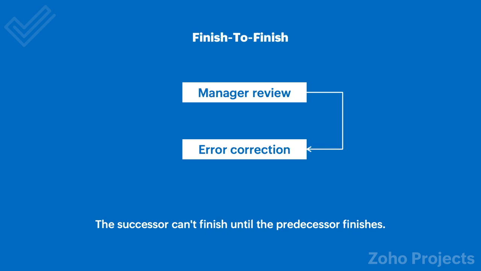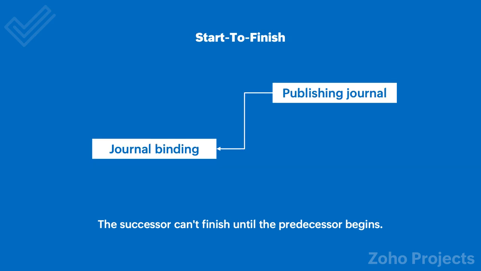The finish to finish dependency. A task cannot be completed until the other task is finished. For instance, error correction cannot be completed until the manager review is finished. The start to finish dependency. The dependent task cannot be completed until the parent task is about to begin. For instance, publishing the journal cannot be completed unless the journal binding process starts.